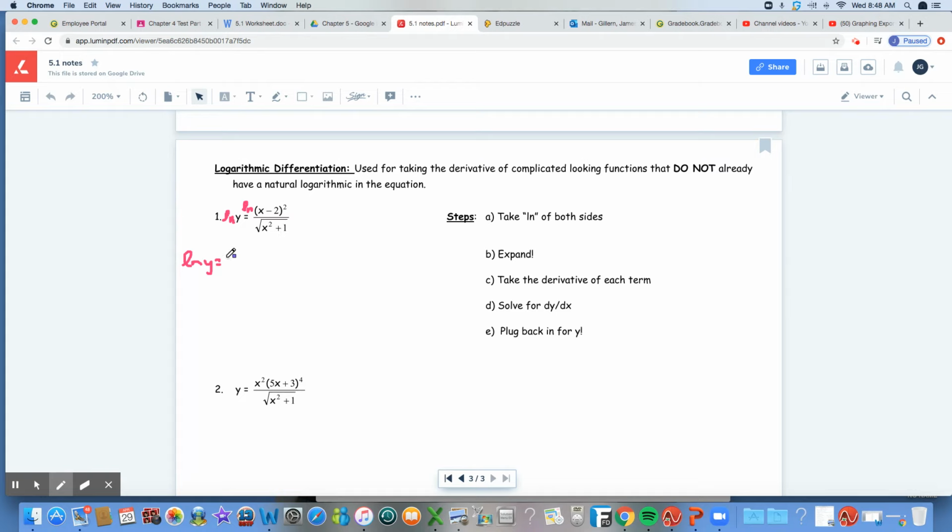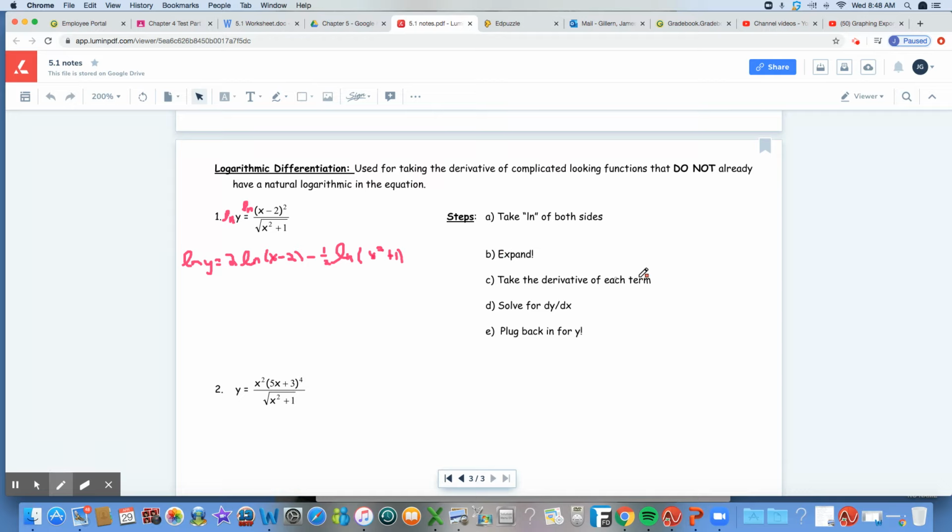Exponents move out front. So this is going to become 2 natural log of x minus 2, minus, because it's now going to be the bottom, 1/2 natural log of x squared plus 1. Why is it 1/2 in the front? Because remember, the square root of x squared plus 1 is the power of 1/2, so the fraction comes out front. So that's expanding.